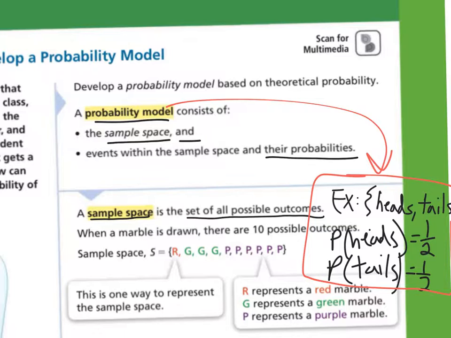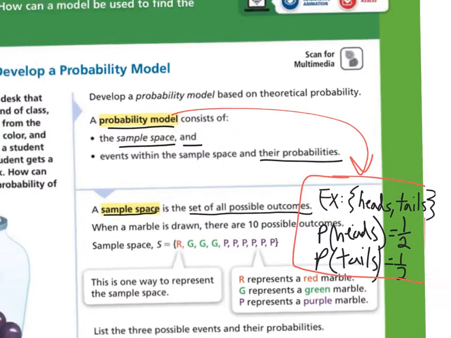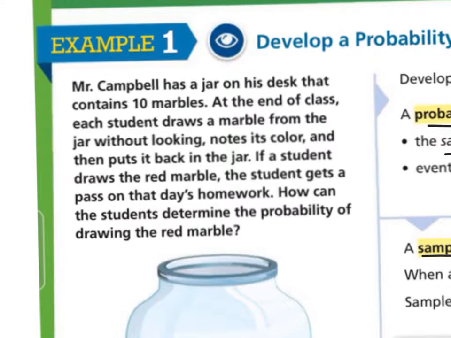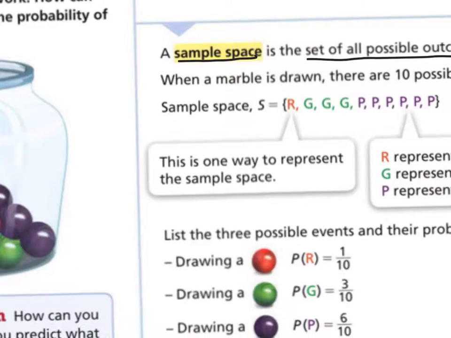One thing about the sample space, if we look at this problem, Mr. Campbell has a jar on his desk that contains 10 marbles. At the end of class, each student draws a marble from the jar without looking, notes its color, then puts it back in the jar. If a student draws a red marble, the student gets a pass on that day's homework. How can students determine the probability of drawing the red marble? So this is what they're kind of talking about over here.